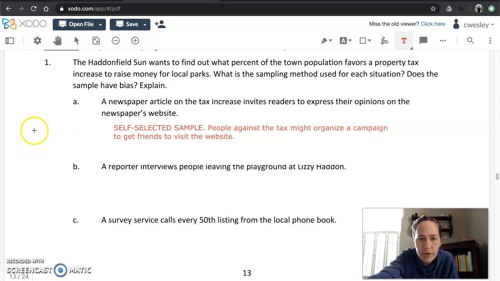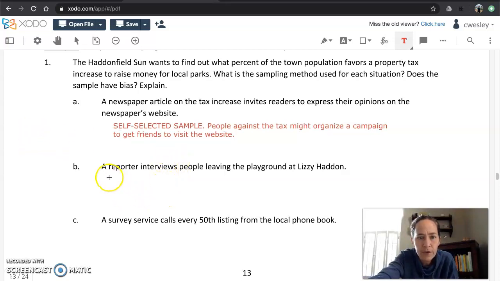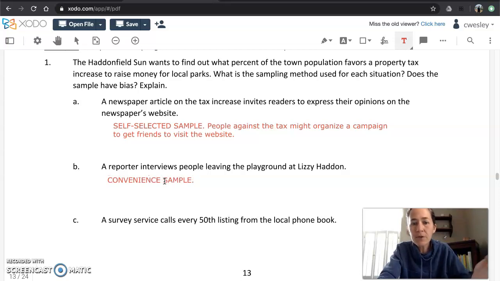B says a reporter interviews people leaving the playground at Lizzie Haddon. Okay, so what type of a sample is this? To me, it's kind of like that cafeteria example. It's a convenience sample, because I'm going to conveniently station myself at the playground at Lizzie Haddon, one of the best outdoor basketball courts around here, if you ask me. And I'm just going to talk to the random people that walk by. It's convenient for me because I don't have to go door to door to a bunch of different spots.